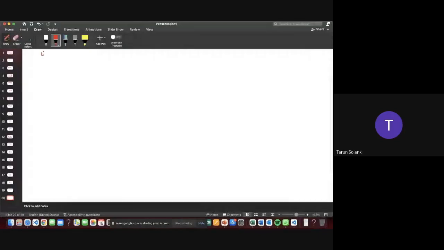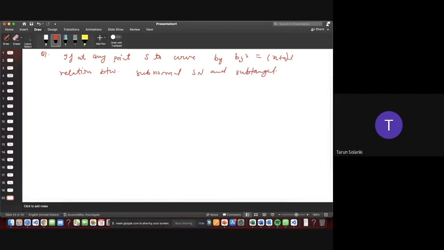Okay, so last problem. If at any point on the curve by square equals (x plus a) whole cube, the relation between subnormal SN and subtangent ST is P SN equals Q ST square, then find P by Q.